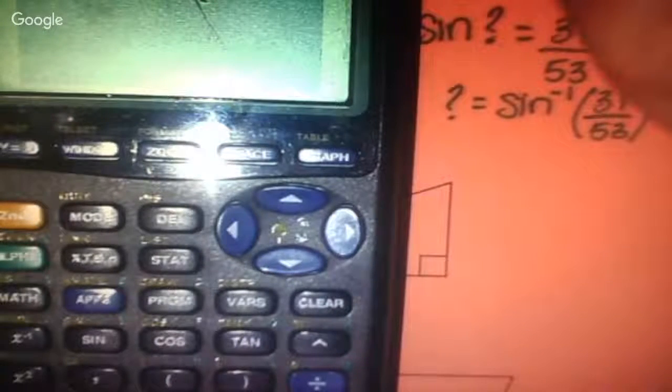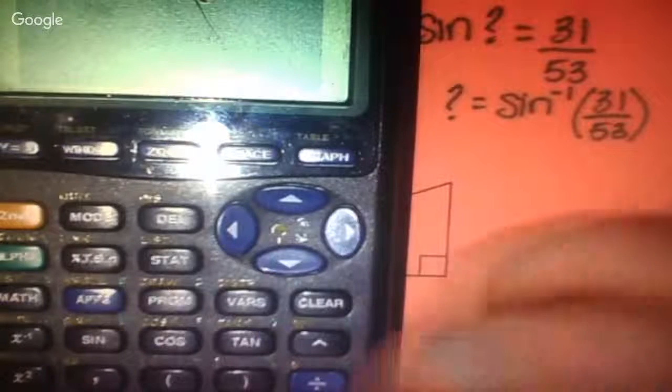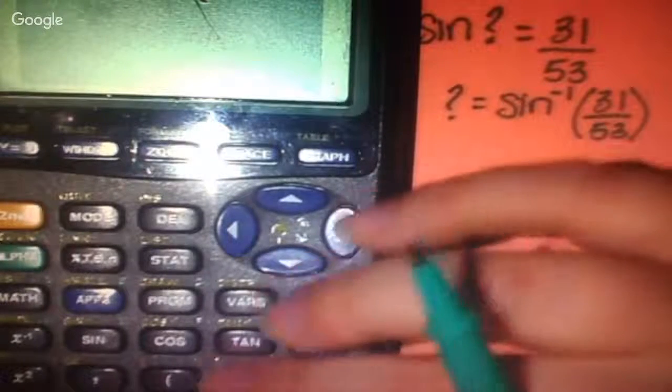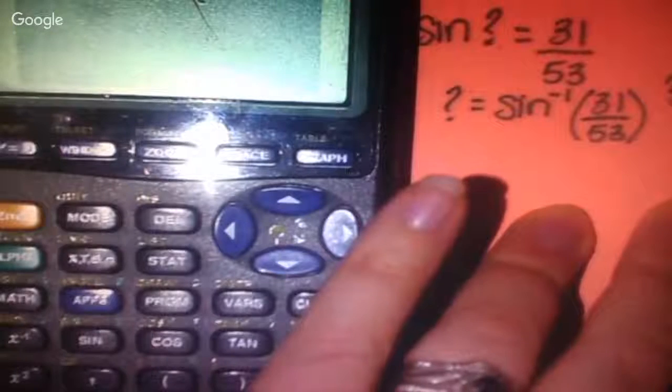Okay, you don't raise it to the negative one. You do the inverse, so second sine. And then my fraction is 31 divided by 53. Close it off. 35.8 degrees. There it is.